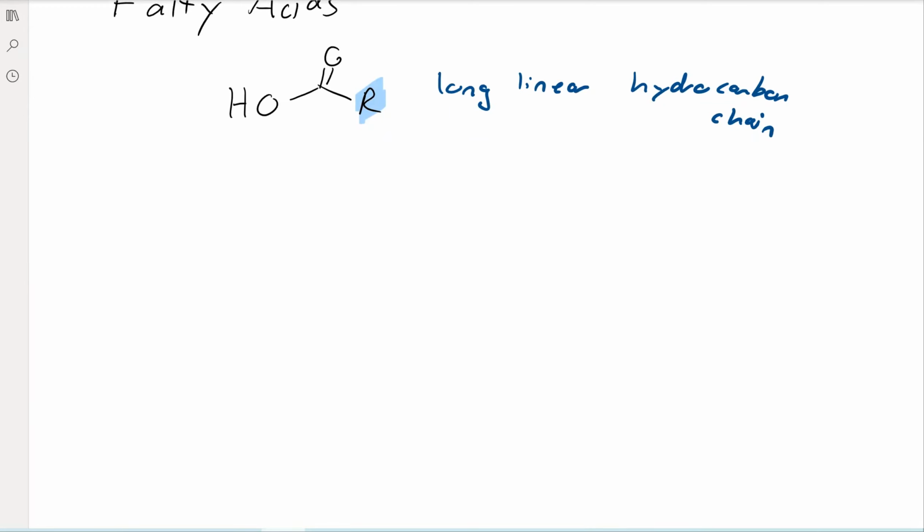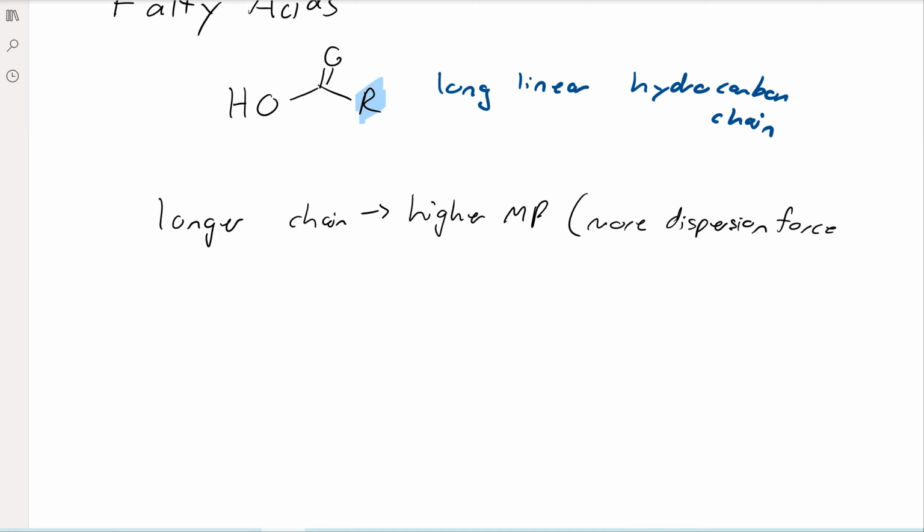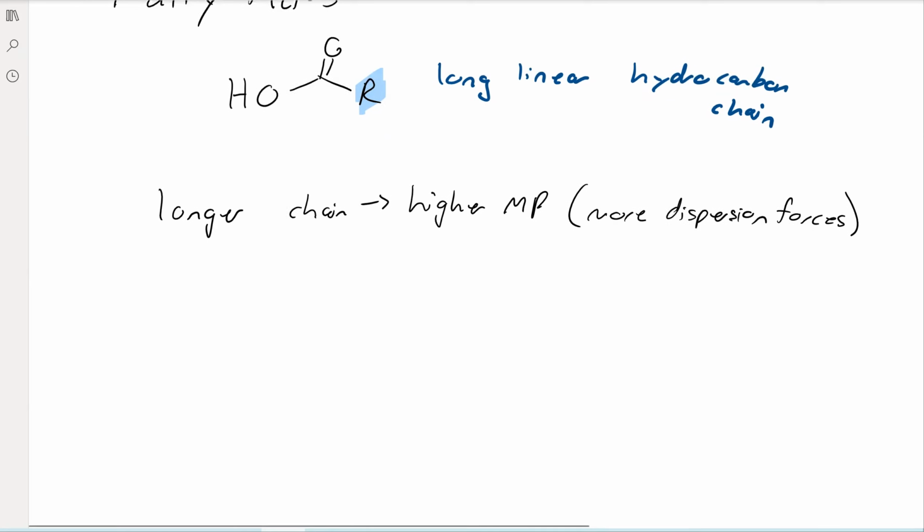The properties of these fatty acids depend on this long linear chain. There's a lot of logical conclusions here. The longer the chain, the higher the melting point, and that's just due to more dispersion forces, or London dispersion forces. Think back from Gen Chem and our review of intermolecular forces.